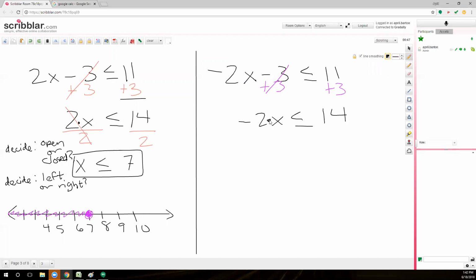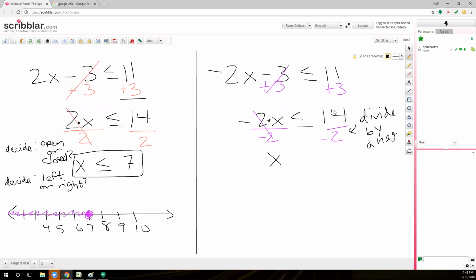Opposite of multiplication is still division. And since our opposite is the dividing part, we keep the negative sign. We're not doing the opposite of negative, we're doing the opposite of multiply. So still doing all the same opposites so far, but here's where the change comes. Instead of a less than or equal to symbol now, anytime you divide by a negative or multiply by a negative.